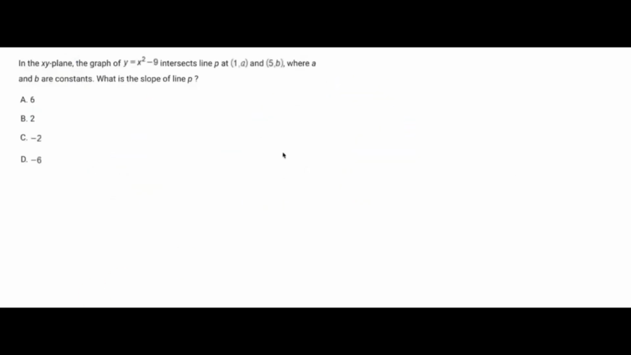In the xy plane, the graph of y equals x squared minus 9 intersects the line P at (1, a) and (5, b), where a and b are constants. What is the slope of line P?